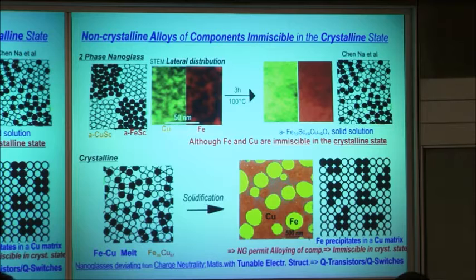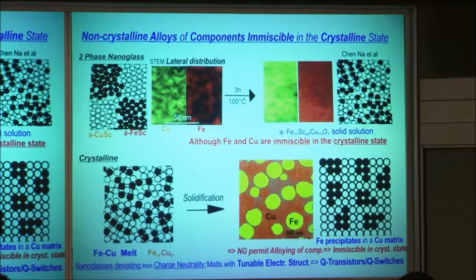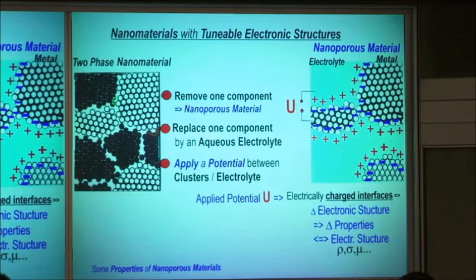And now I want to turn away from these things. I'll show you a new effect, and this is to talk about nanoglasses that deviate from charge neutrality. So far I was talking always about systems which are charge neutral. Now, of course, there's no reason to be charge neutral. We can also push the nanoglass into a charged state. And that will lead us to the so-called tunable, electronically tunable materials.